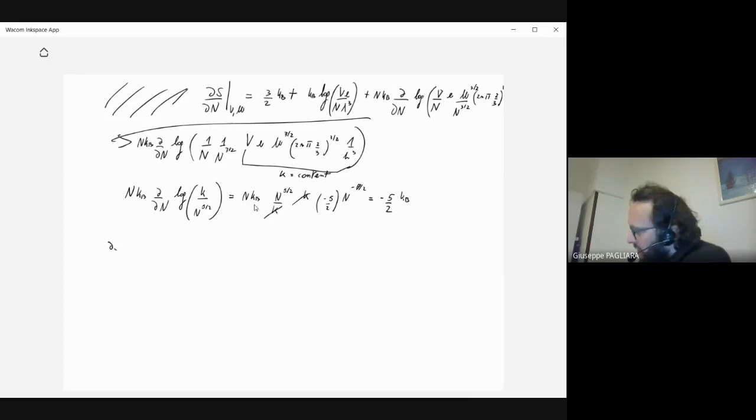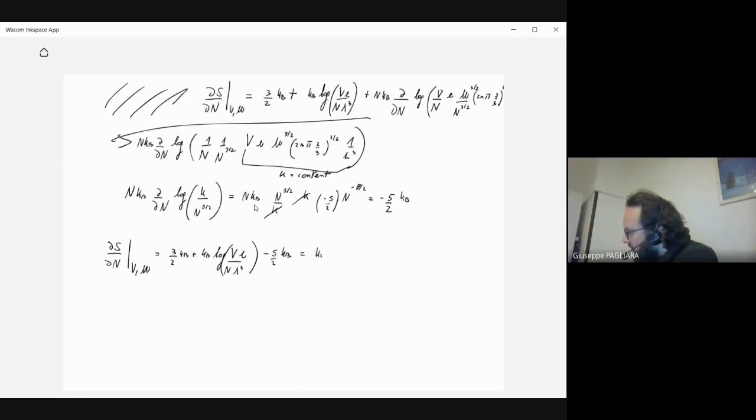Okay, so the derivative of S with respect to N at fixed volume and fixed internal energy is 3 half kb plus kb, the logarithm of VE divided by N lambda cubed, minus 5 half kb, which is equal to 3 minus 5 is minus kb. So I have a kb logarithm of VE divided by N lambda cubed minus KB, but KB can be written as KB times the log of E. Log of E is just 1, and therefore I have a KB logarithm of V divided by N lambda cubed.